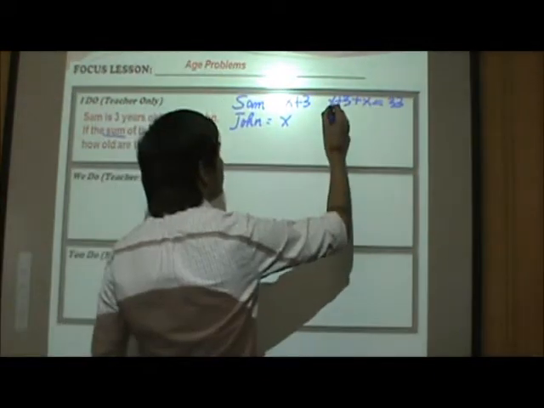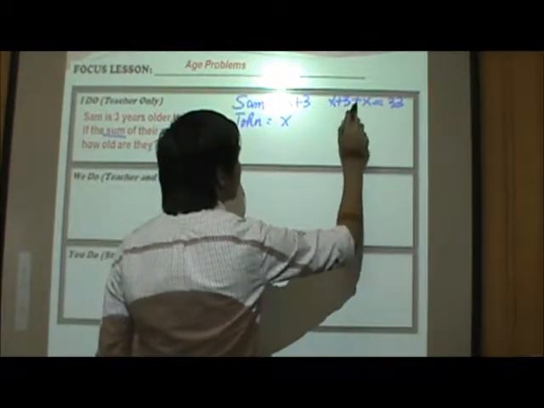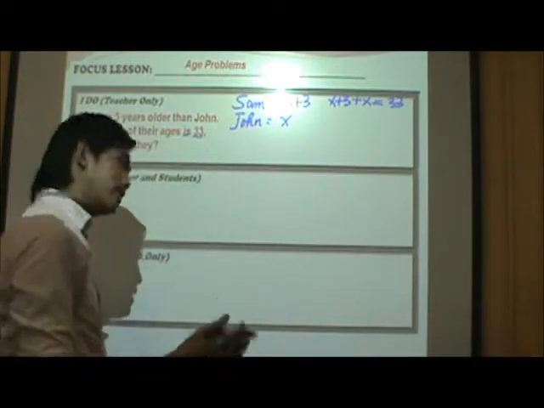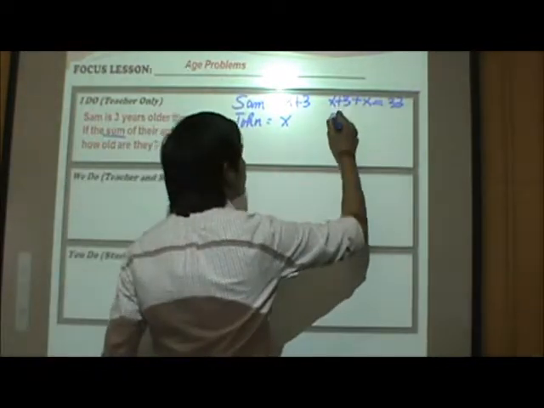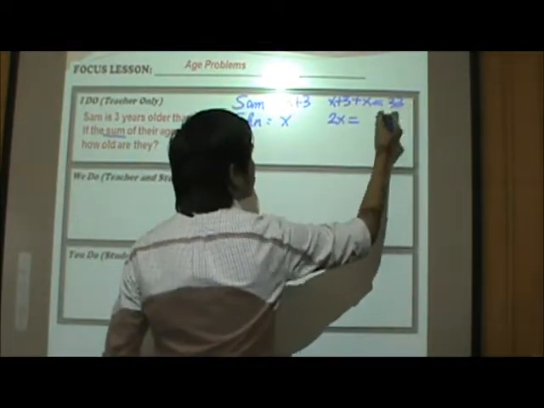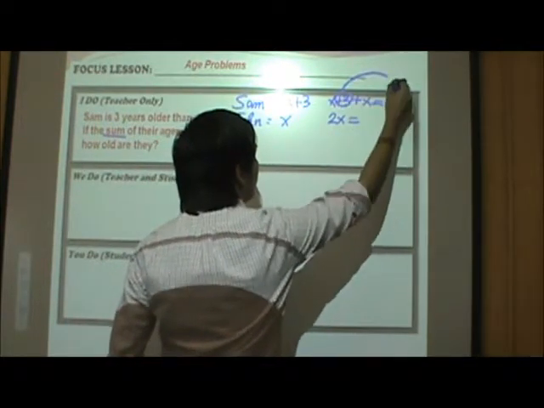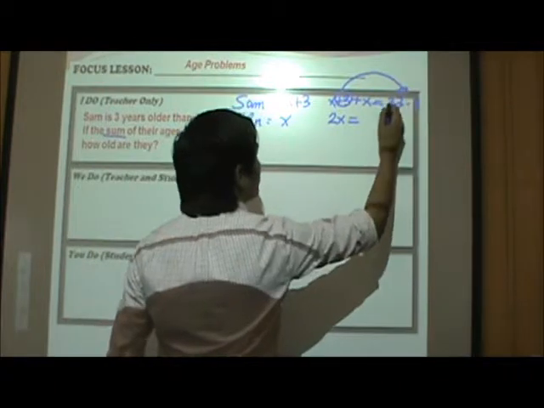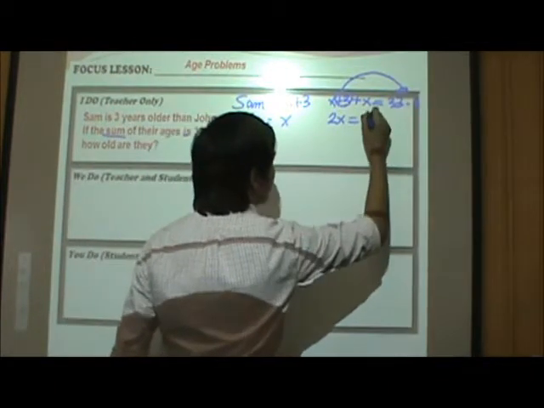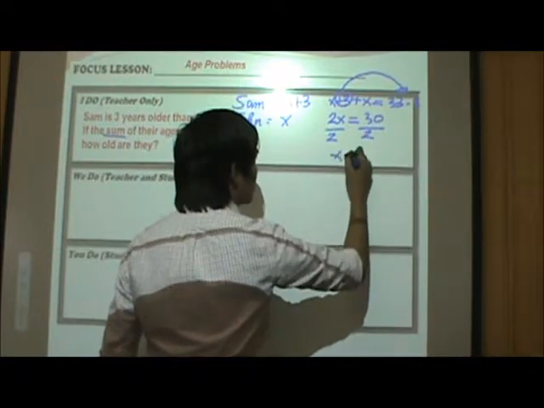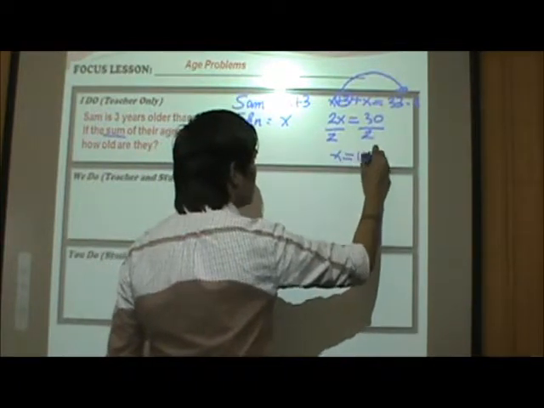Now to solve for X, we know that if we have X and X on the same side, now that we're adding them together, X plus X should give you 2X equals, see this 3, we need to move it over, becomes minus 3. Now 33 minus 3 is 30, and divide both sides by 2. X is equal to 15.